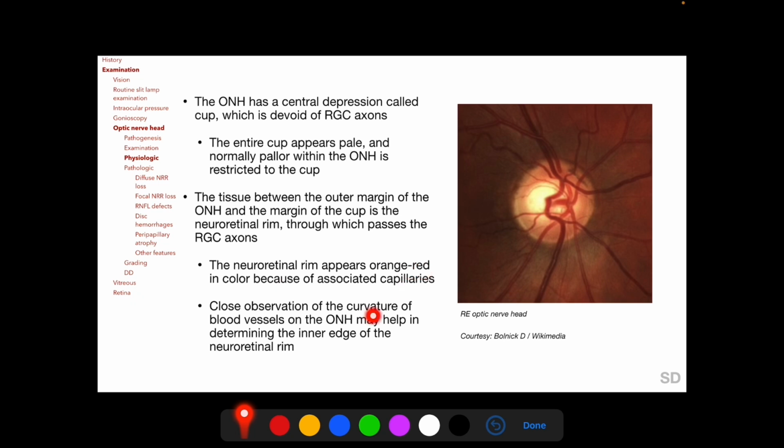And tracing the curvature of both large and small blood vessels on the optic nerve may help in determining the inner edge of the neuroretinal rim. So as we see here in this photograph, tracing the curvature of both the large and the small blood vessels on the optic nerve helps us in determining the inner edge of the neuroretinal rim, because there is a bend in these blood vessels at the inner edge of the neuroretinal rim.